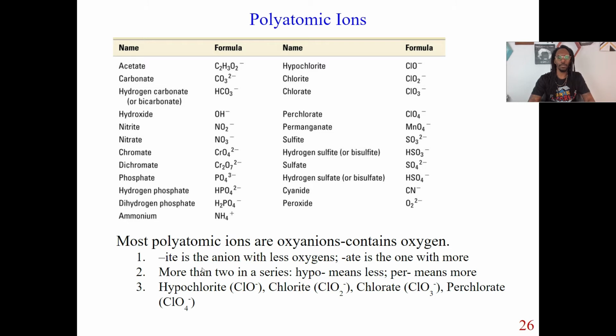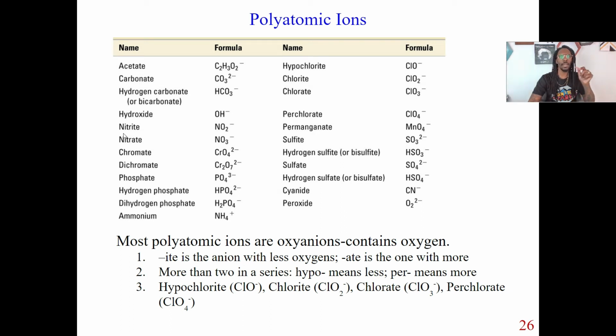So let's talk about this first thing here: ITE. Once again, most of these are anions, but ITE means that the anion is going to have fewer oxygens. If it ends with ATE, this means it's going to be the one with more. So let's pick out an example: nitrite and nitrate.